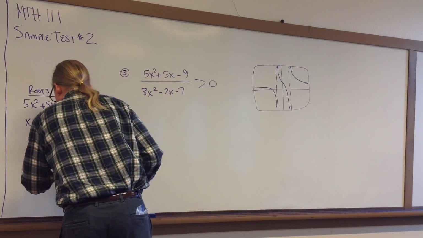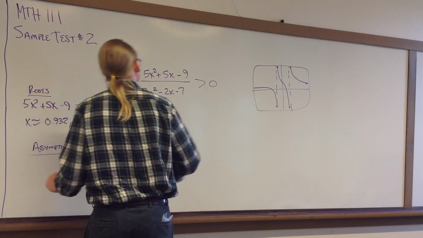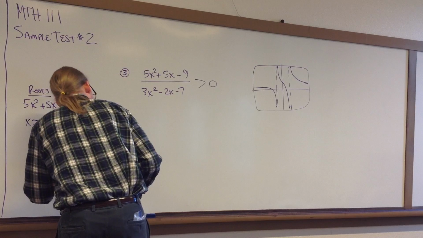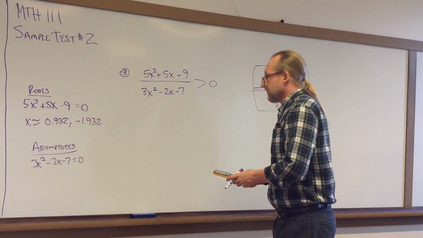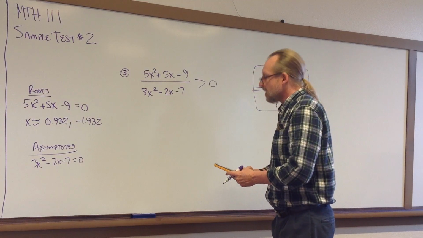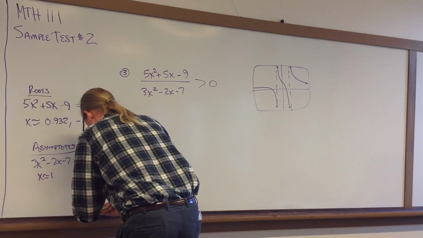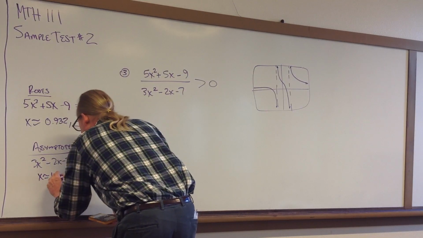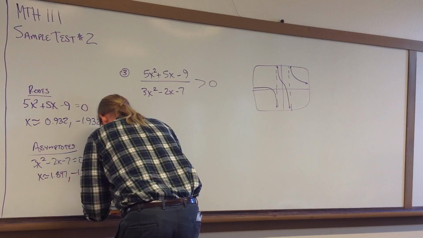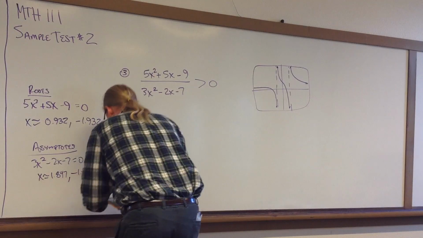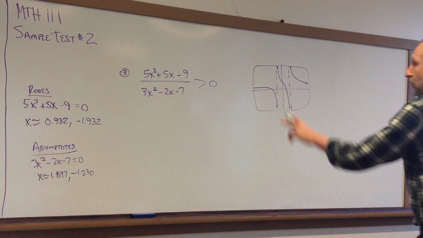Okay, and then the asymptotes, that's going to be where the denominator is 0. 3x squared minus 2x minus 7. This one we have to run through the quadratic. And this is going to give us x equal to 1.897 and negative 1.230. Okay? So let's identify those points on our graph.